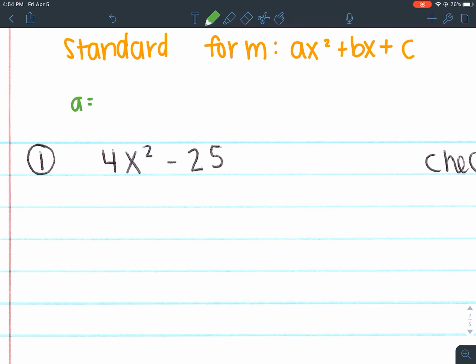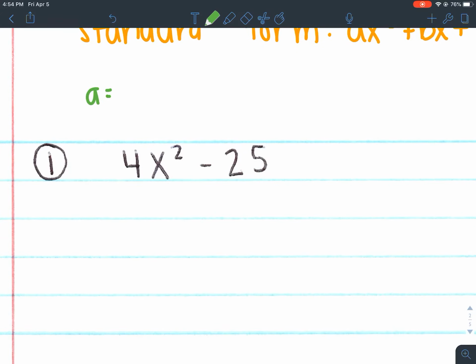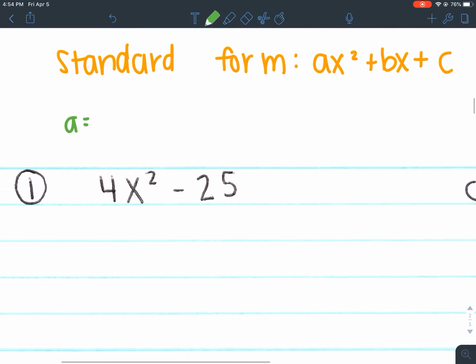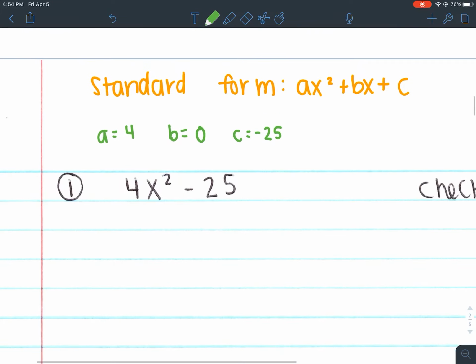So A equals, what does A equal in this problem? So number one, I only have two terms, but what is my A value? It's the thing attached to the x squared, right? That's our 4. What's my C value? That's the thing by itself with no x, so that's going to be negative 25. Now here, obviously, I only have two terms, so I'm missing one. I'm missing my B. I don't have an x term in the middle. So if there's nothing there, if I have no B, nothing as a number is 0. So my B is 0 in this case, okay?